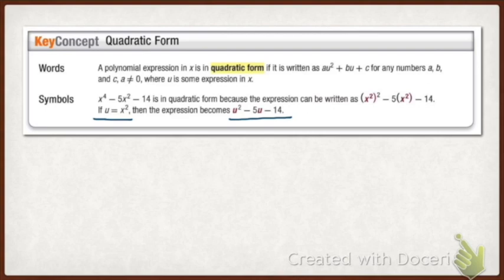This is called quadratic form. And for some of you, it'll be easier to factor when it's in this form. After we factor it, then we'd have to plug the x squared back in for u to solve for our zeros. So let's see what this looks like.